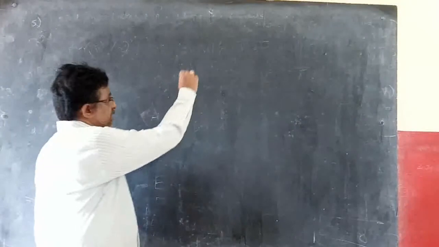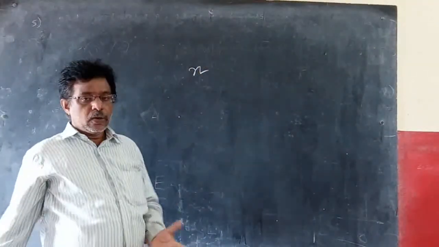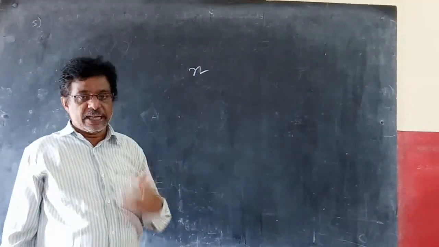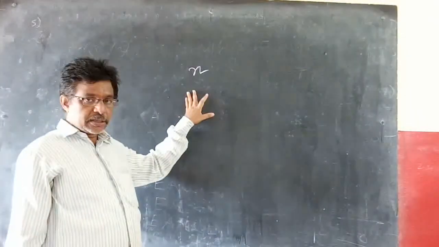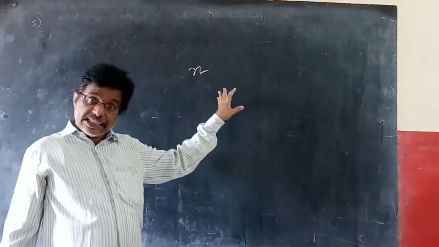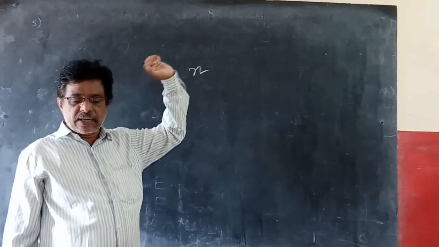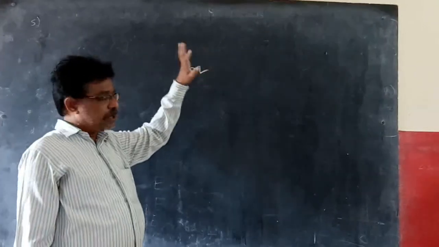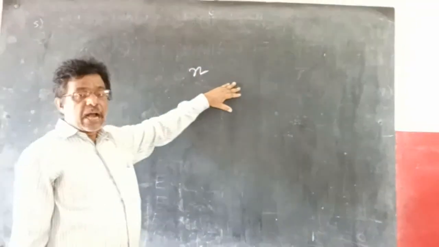If n things are there, how many ways can you select all the n things? Only one way. Selecting all n at a time is one way. But if you want to arrange n things, there are n factorial ways: n into n minus 1 into n minus 2 till 1. We discussed it. But selection is simple. Just selecting is known as combination.